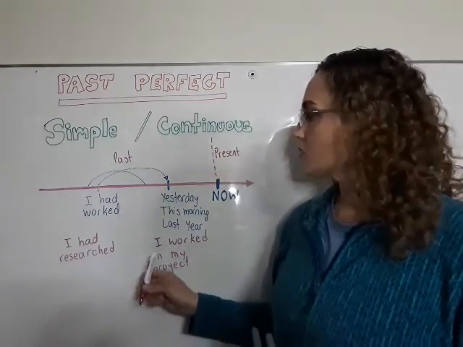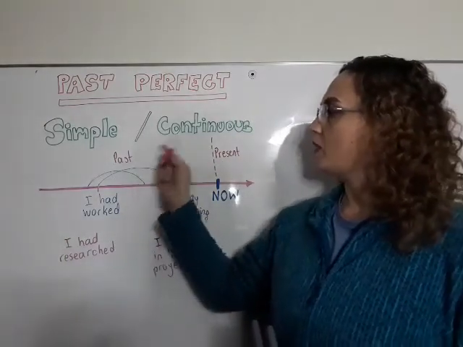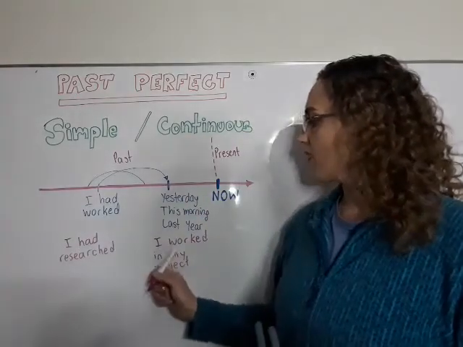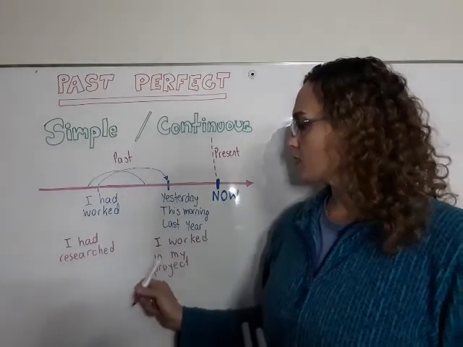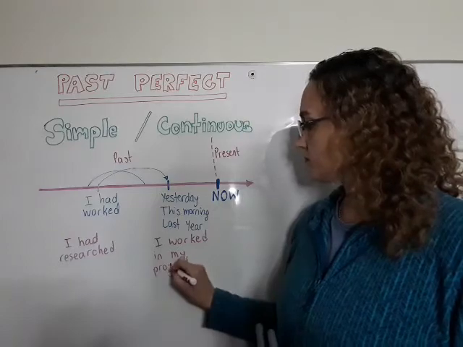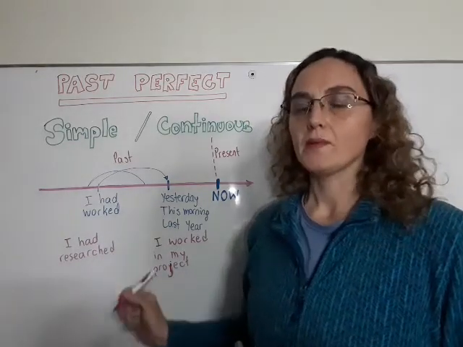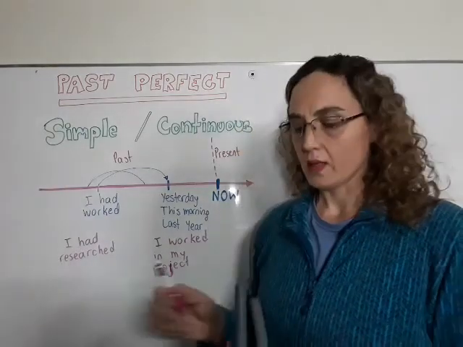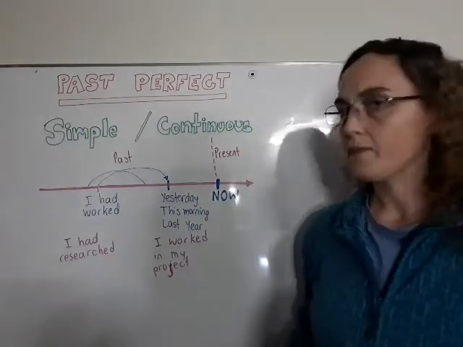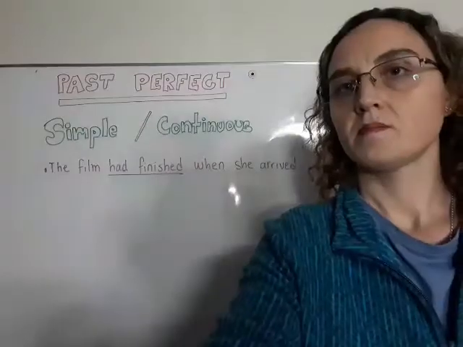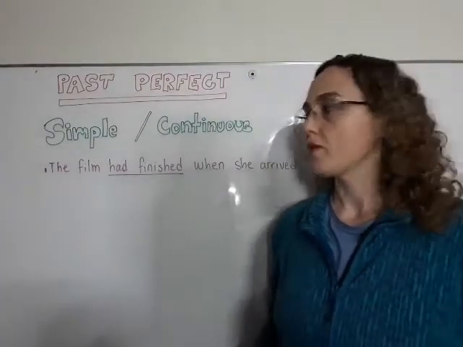And if I want to say it in the past perfect continuous, before I worked in my project, I had been doing an investigation, or I had been doing research. Okay? I hope you understand. Now we have another example.